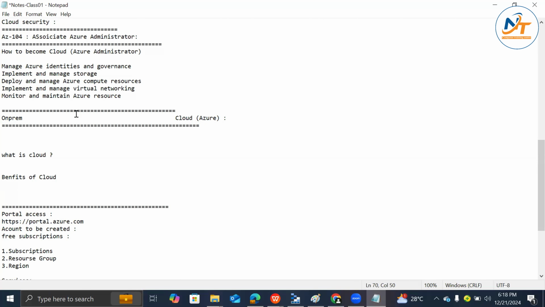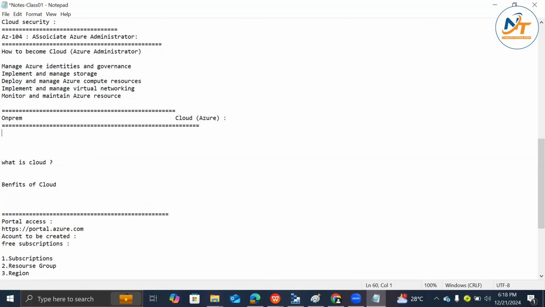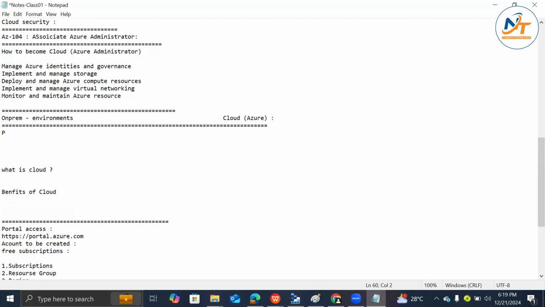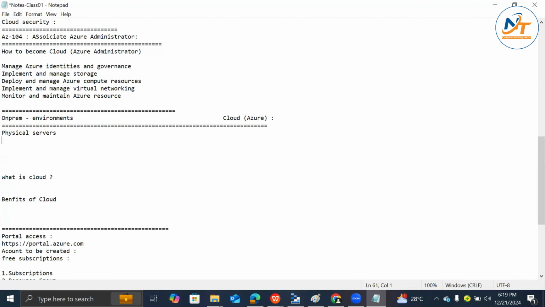So when we talk about on-prem or cloud, what do you mean by on-prem here? Anyone know? What is meant by on-prem environment? The servers which are on site or on location, you can call them on-prem servers, physical servers. We can call it a physical data center, where we are connected to all the servers physically. DC means data center.